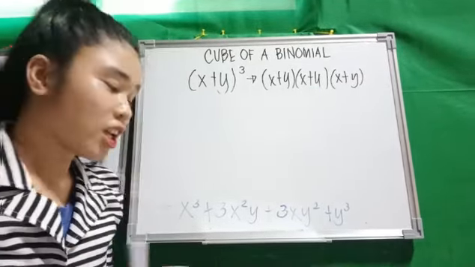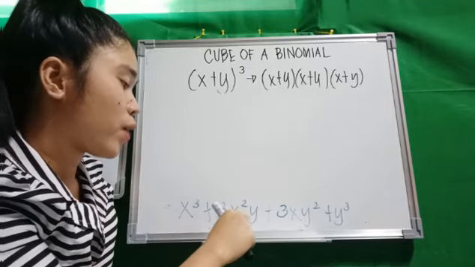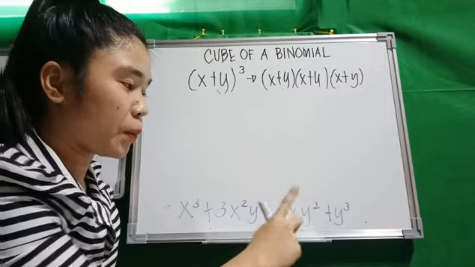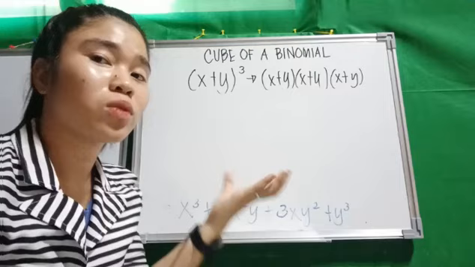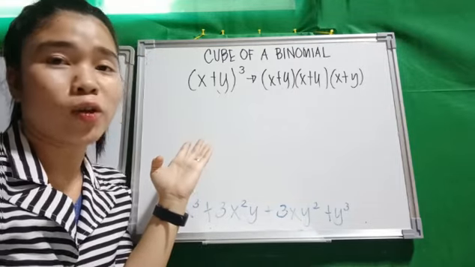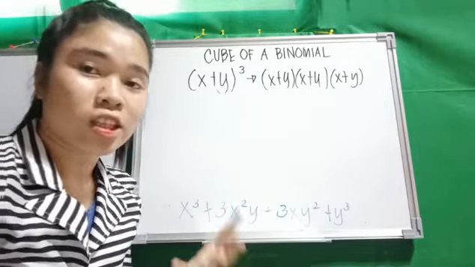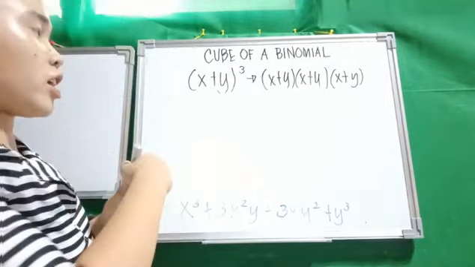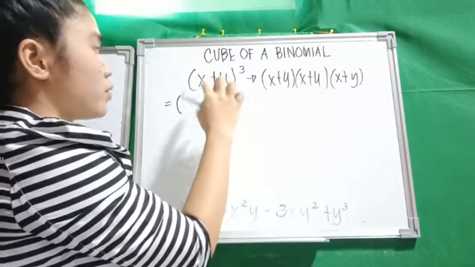Kung sa long method, kanina may nakuha tayong final answer na x cube plus 3x square y plus 3xy square plus y cube. So, titingnan natin kung gagamitin ba natin itong short method na ituturo ko sa inyo ngayon ay magkakapareho sila sa ating nakuhang sagot kanina. So, let's start. First is to cube the first term. So, i-cube natin yung first term natin.